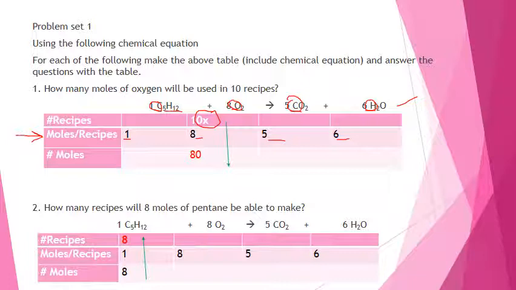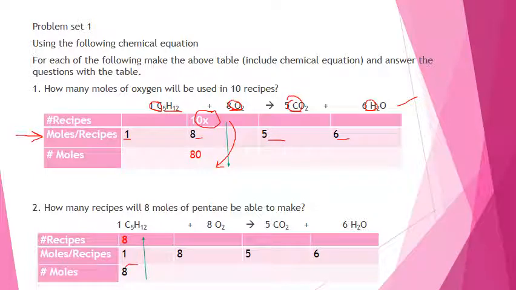What our table tells us is that for every reaction, we need 8 oxygens, and we're going to do that 10 times, so we're going to need 80 moles of oxygen. Okay, so that's number 1.